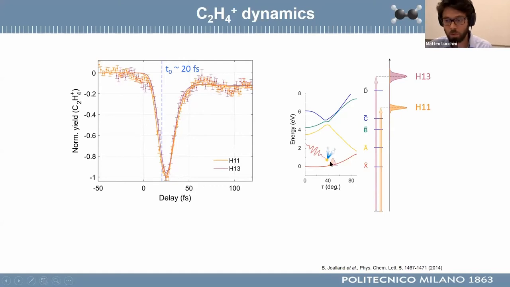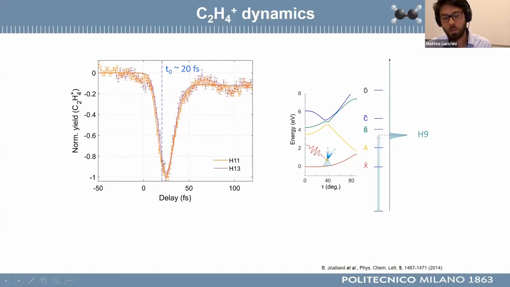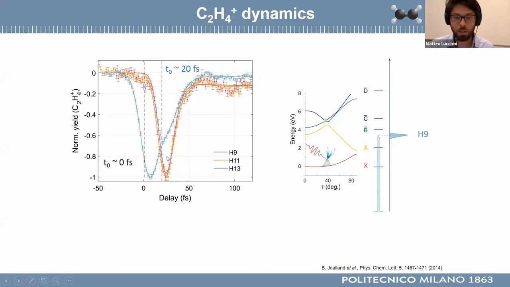If this picture is true, then when we come with harmonic 9, we are mainly already on the ground state, so we should be able to initiate this process right away and not 20 femtoseconds later. So these traces should actually move to the left and be centered around zero. And this is exactly what we found. If you use harmonic 9, the bleaching is still there, but it moves towards zero delay.